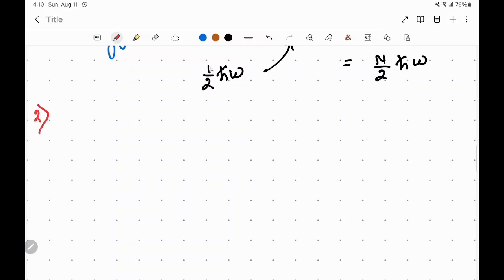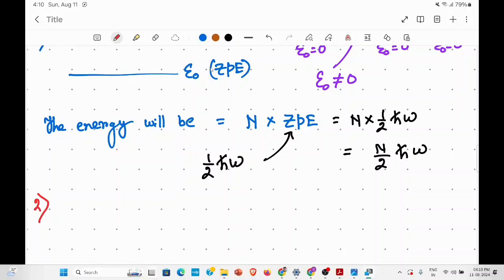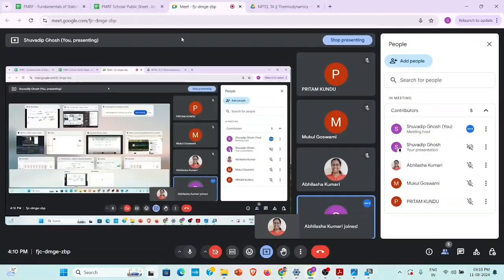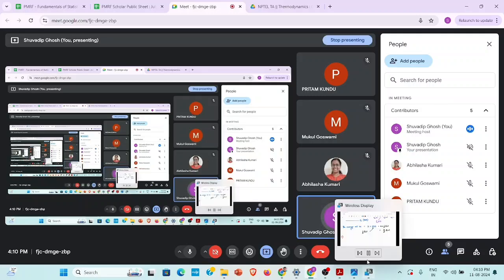So what is the actual answer? This should be the actual answer. If it is in the exam, then you have to follow the options. It should not be zero or n by 2 h cross omega; both options should not be there. In the assignment, there was no option, and I saw that the answer given was zero. So that means they have considered the zero point energy as zero.